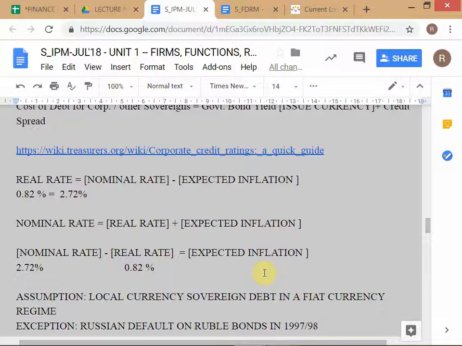TIPS are those securities which already include the expected inflation. As in, if the rate is 6% and the expected inflation is 5%, in nominal rate of return we will get 1% return. But in case of TIPS, we get the 6% only. So it already includes the expected inflation.